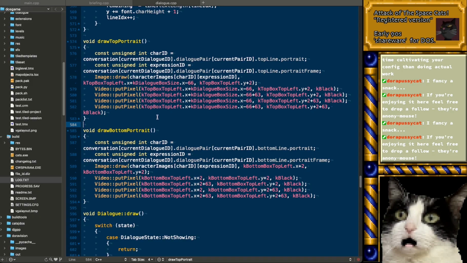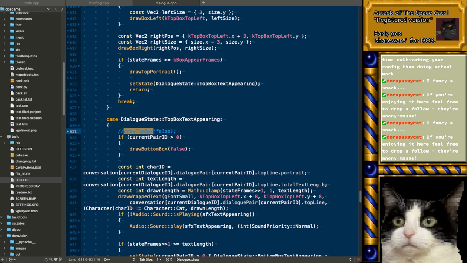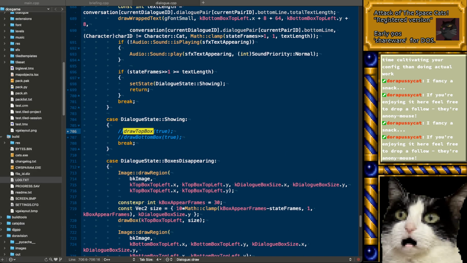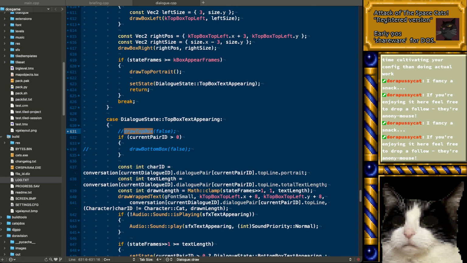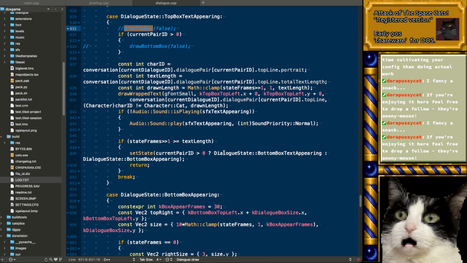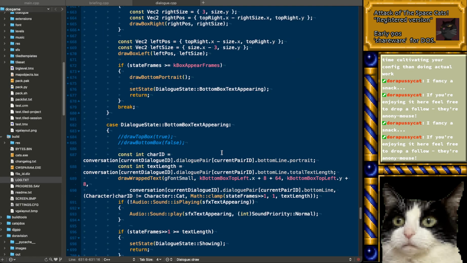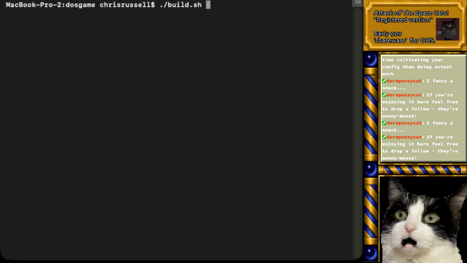Oh, we won't all right. There was another reference to draw box somewhere. Well, it's not that one. Oh, it's not that one then. Right, okay, fine. We'll just comment that out. And again, and again. Is that it, or is the one in bottom box text appearing? Okay, fine. Build again.